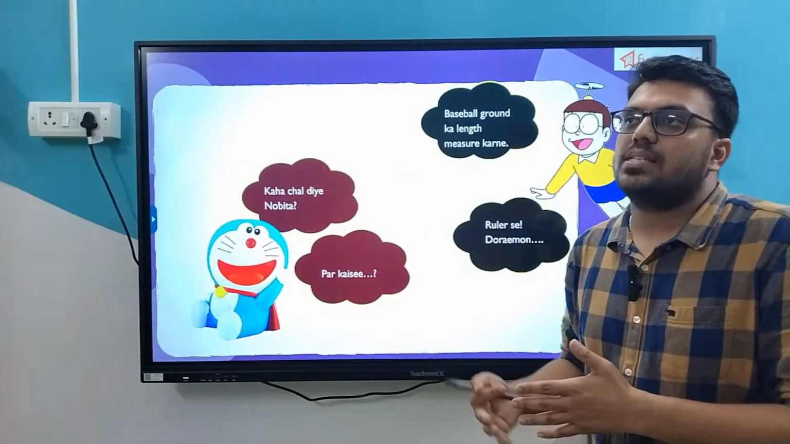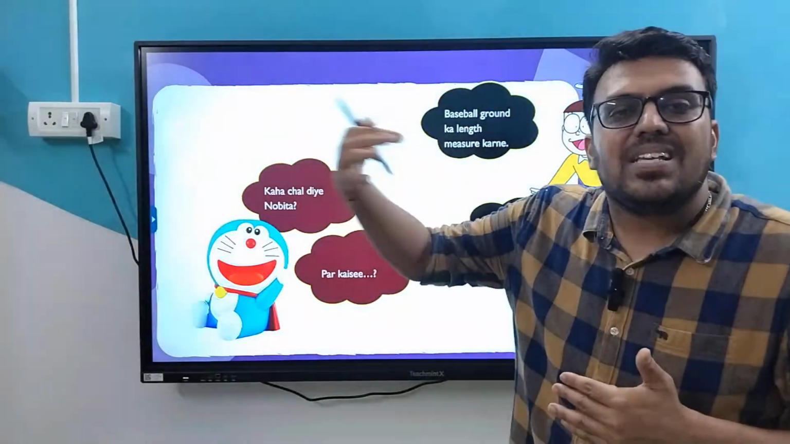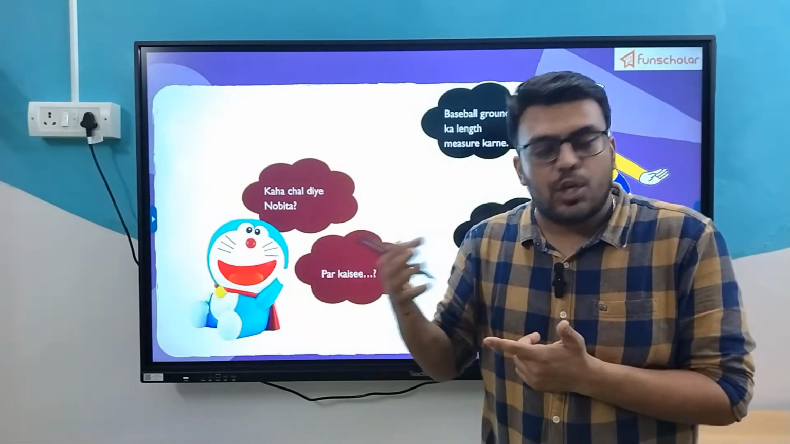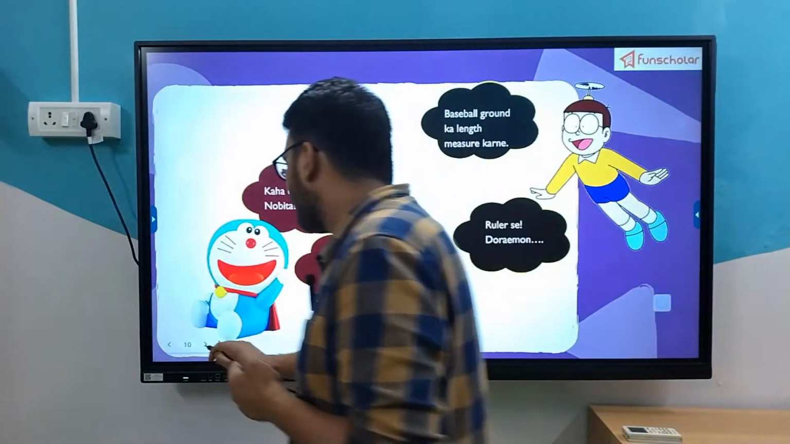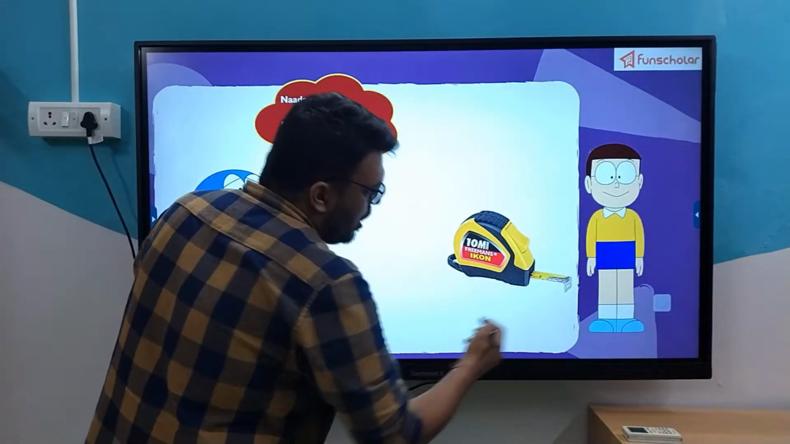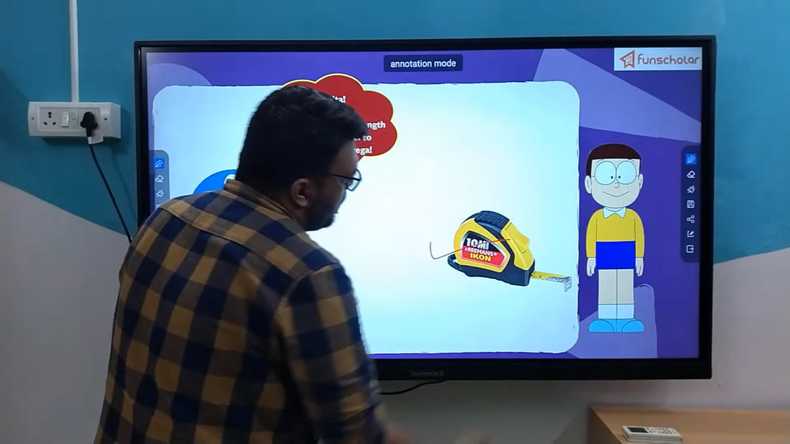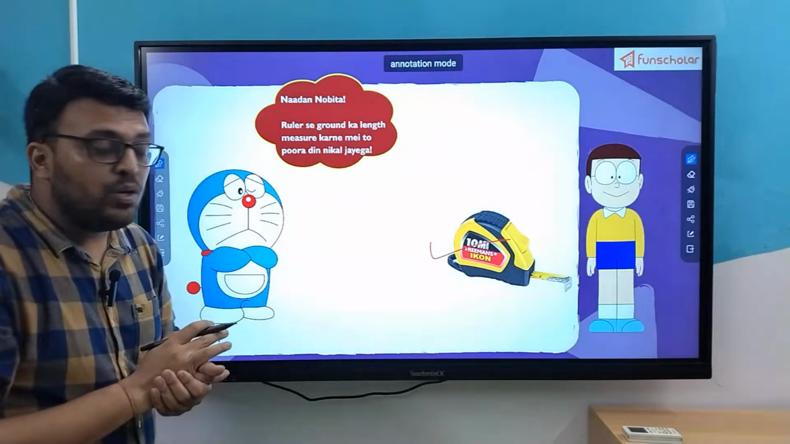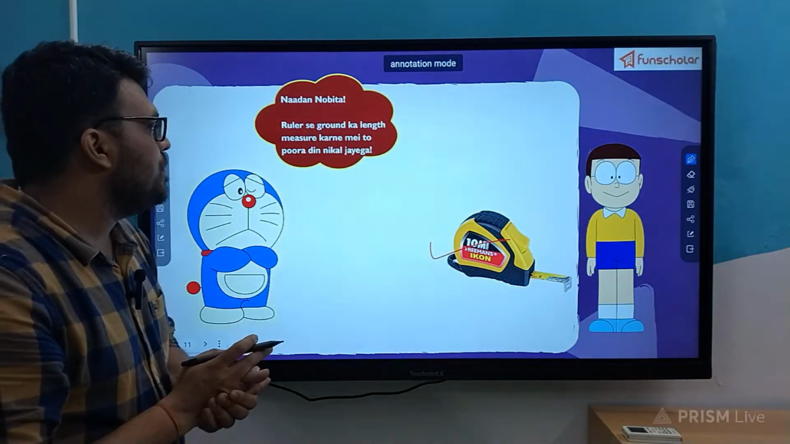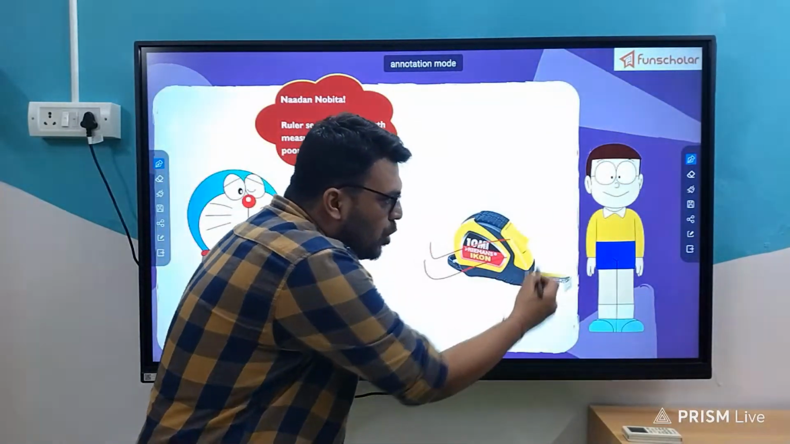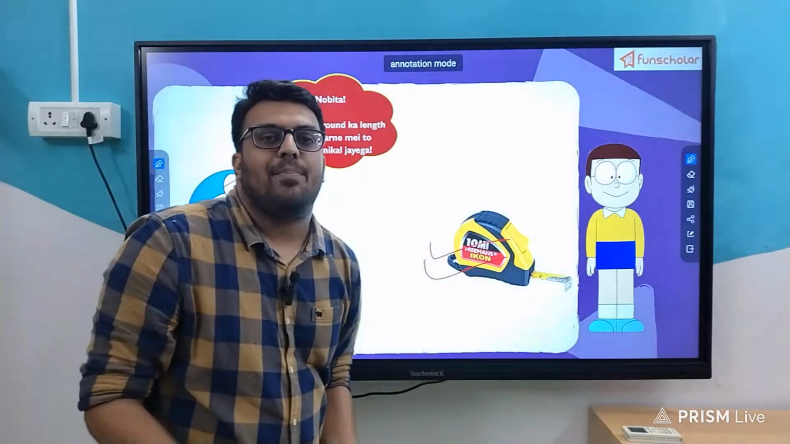And the answer is, for lengths like a baseball ground, we will need the unit meter, because that meter scale will be much easier to use in the case of a baseball ground, and that is why he says, "Nadan Nobita, measuring the length of the ground with a ruler will take the whole day. You should be using this."